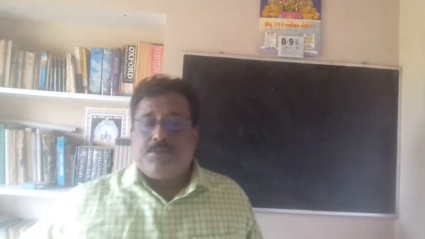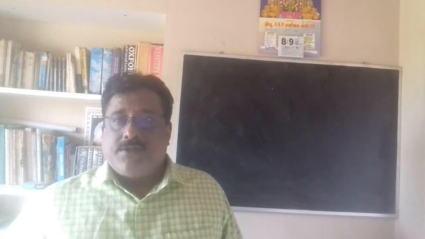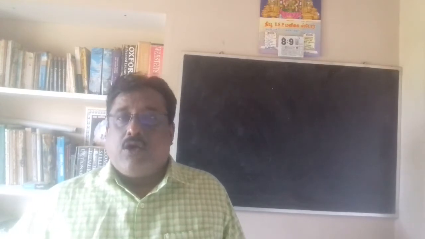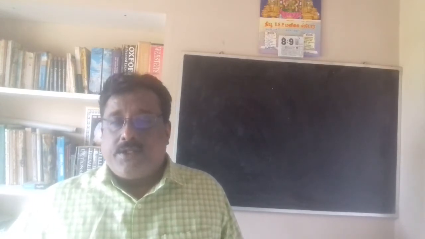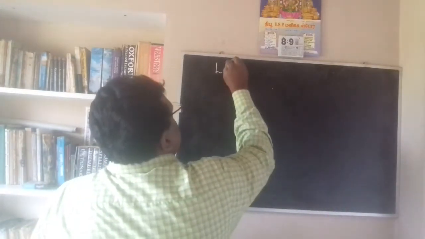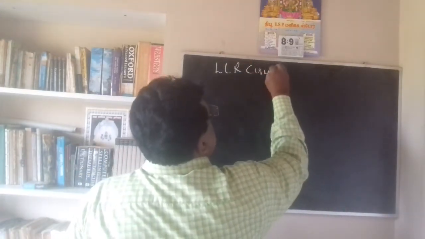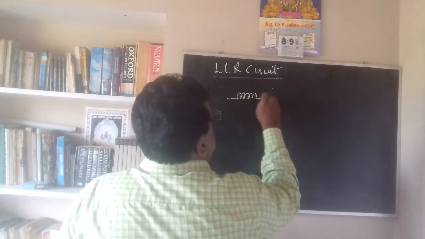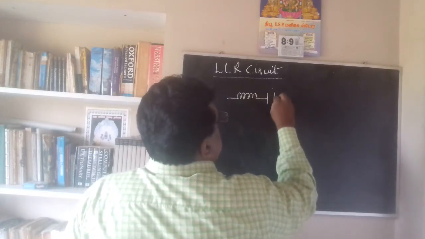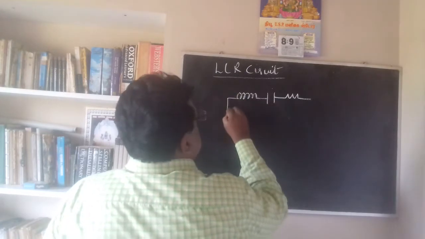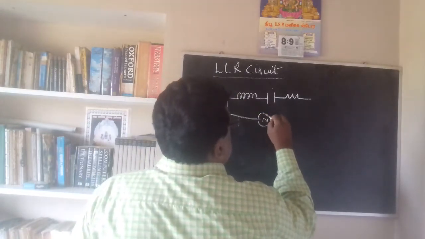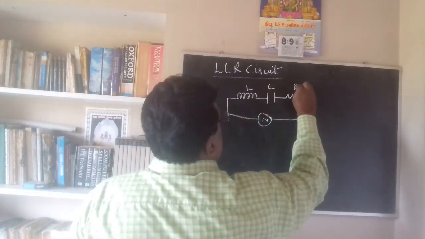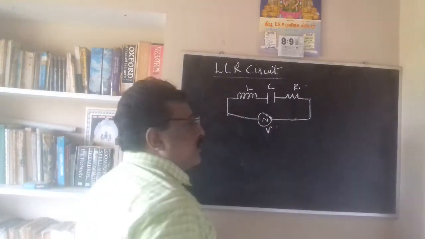Today we are going to see about the LCR circuit: an inductance, resistance, capacitance circuit connected to an alternating voltage. You'll have an inductor L, a capacitor, and a resistor, which is connected to an alternating source. This is the alternating voltage we apply.